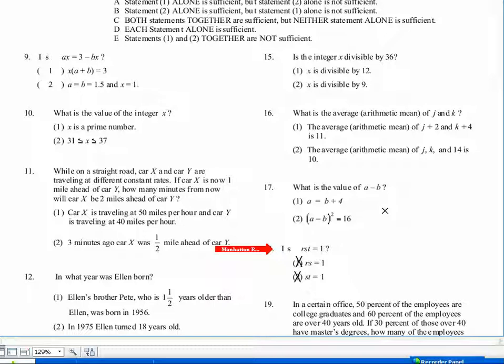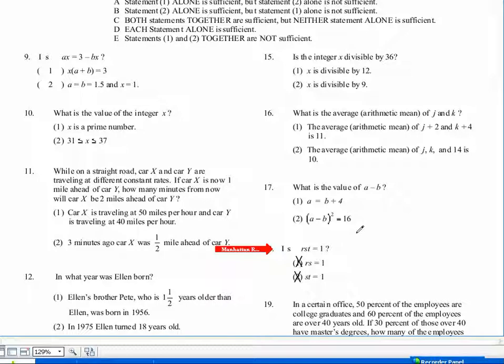In combination, it's tempting to think that they are sufficient, because you sort of say, well, if RS equals 1, then probably R is 1 and S is 1. And if ST equals 1, then probably S is 1 and T is 1. But of course, that's not necessarily the case.